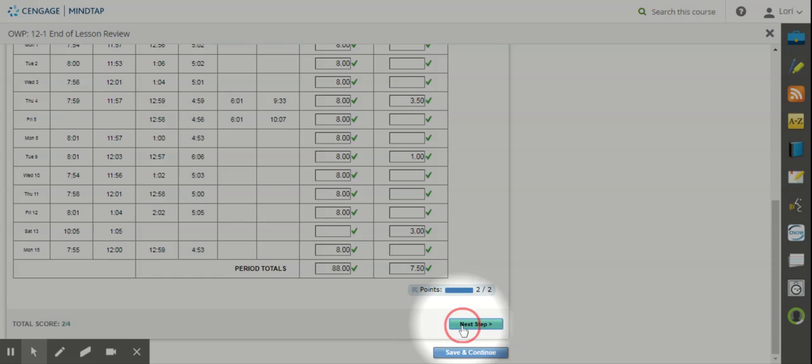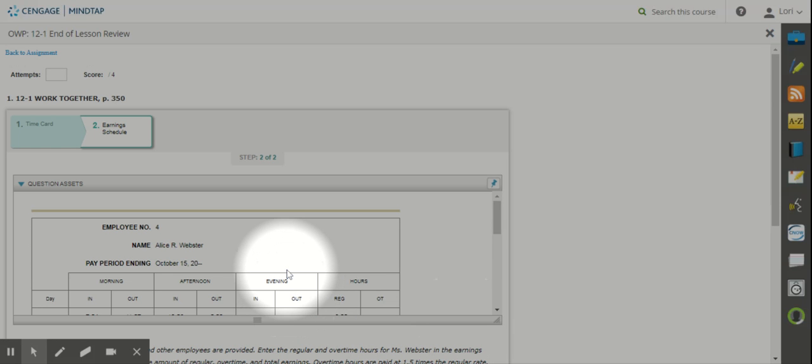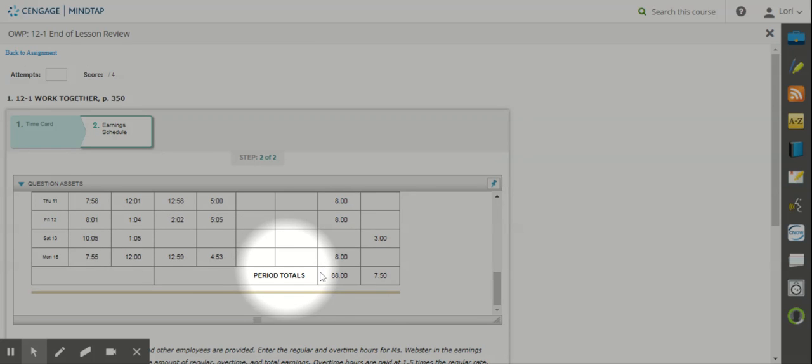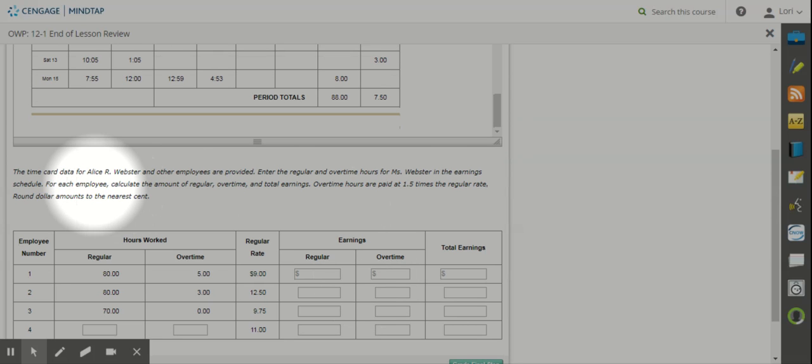So this next step, we're actually going to calculate their pay. Again, it just gives you what we just did up here. The important information is this information down here at the bottom, our totals. Let's read over the information. We're doing the time card data from Alice and some other employees. We enter the regular and overtime hours from Ms. Weber from up here. And for each employee, calculate the regular, overtime, and total earnings. Overtime is 1.5 times the regular rate. Round dollar amounts to the nearest cent.